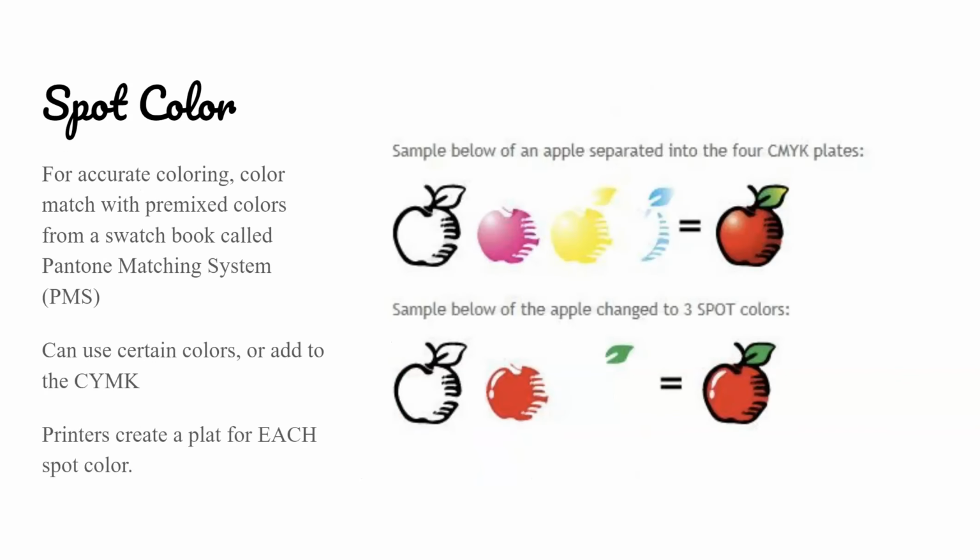Next we have spot color. Spot color is more for accurate coloring in printing. So CMYK, the first example here, is using all four colors to create this apple image. But if you do the spot, you're using exactly the colors that you need. Now this can save you a lot of money when it comes to printing, because printers charge you for each color you're using. So instead of the four, you're using the three.